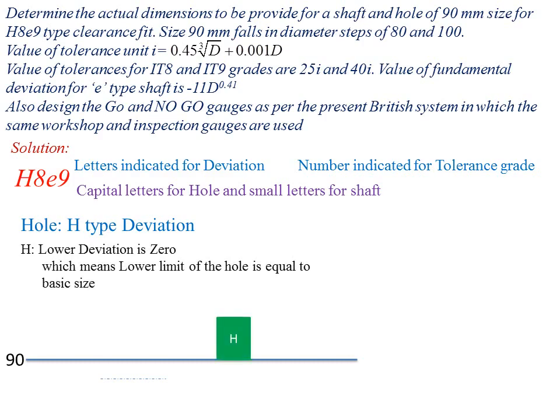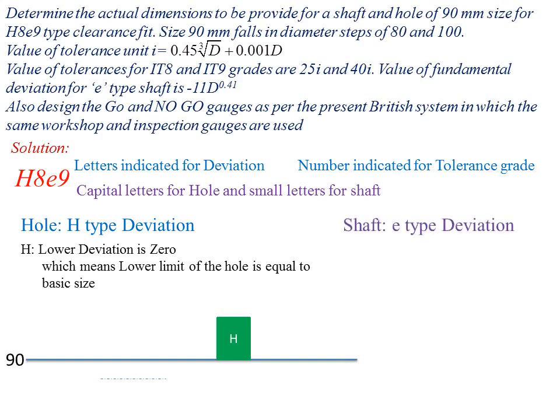Here we have to observe that when the H type of hole is given, we know that for capital A to capital H the fundamental deviation is the lower deviation, and especially for the H type of hole the lower deviation is 0, which means the lower limit of the hole is equal to the basic size of the hole.